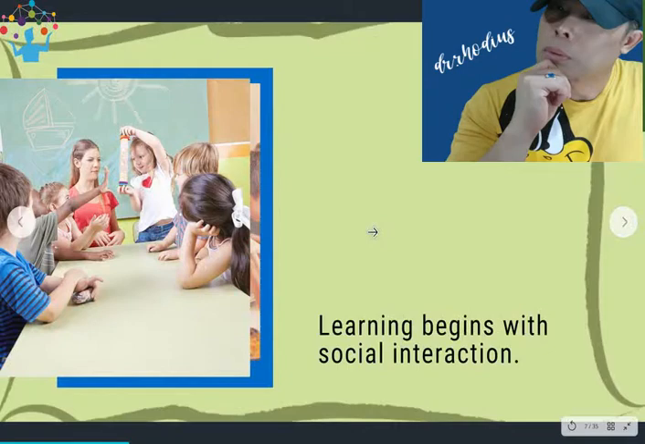Learning begins with social interaction. We have to remember that when we become a teacher subscribing to the constructivist theory of learning, we also have to consider building relationships side by side with implementing a curriculum, in which we integrate an important element, which is the social interaction, social relationship, social connection.